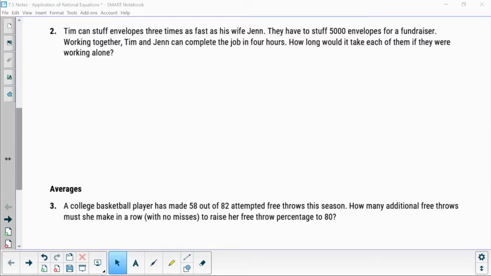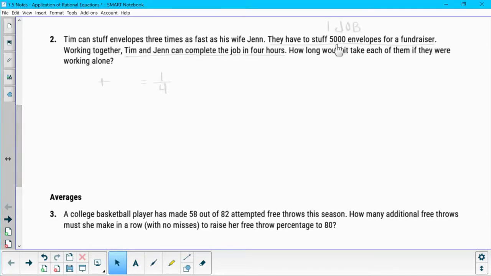So let's kind of process what they are telling us. They have to stuff 5,000 envelopes for a fundraiser. Now, I don't want you to get confused by 5,000. 5,000 is still just going to be one job. The entire job is all 5,000 envelopes. We are not going to change the numerator. So that one job, if they were to do it together, they can complete it in 4 hours. One job, 4 hours.